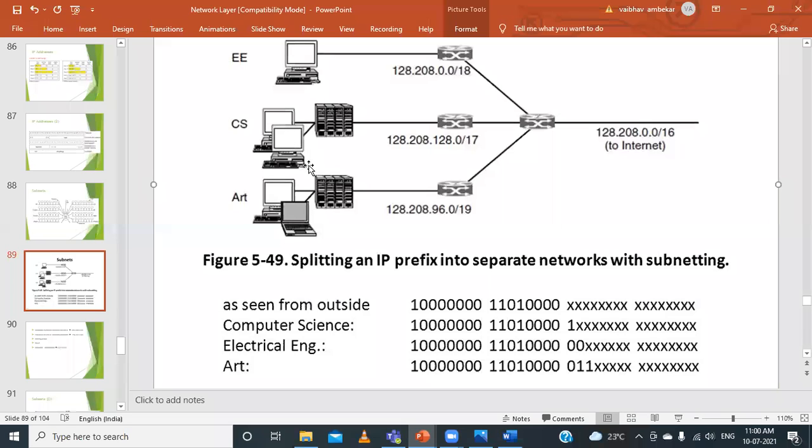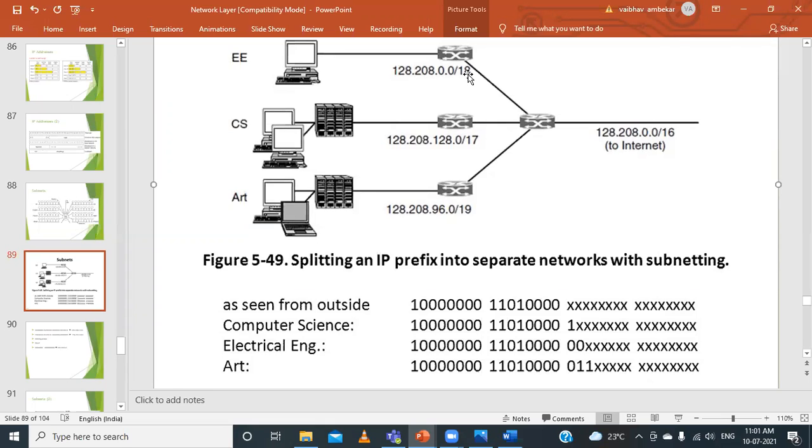So having a separate address for every department by using the prefixes is not possible. So what they will do initially, they have said 128.208.0.0, and if the department grows, they can further categorize it. For the CS department, they will do it as /17. For say the arts department, /19, and for the electrical department, /18.